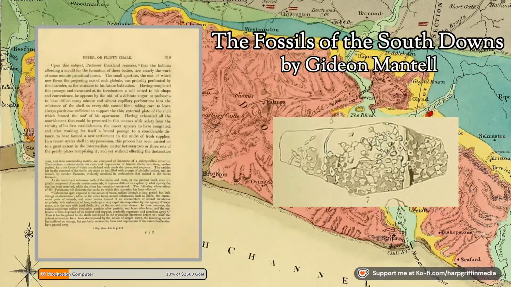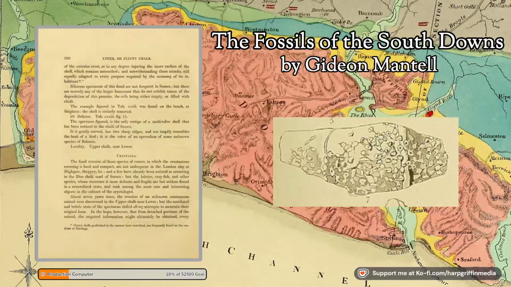In a recent oyster shell in my possession, this process has been carried on to a great extent in the intermediate matter between 2 or 3 sets of the pearly plates comprising it, and yet without affecting the destruction of the exterior crust, or in any degree injuring the inner surface of the shell, which remains untouched, and notwithstanding these attacks, still equally adapted to every purpose required by the economy of its inhabitant.